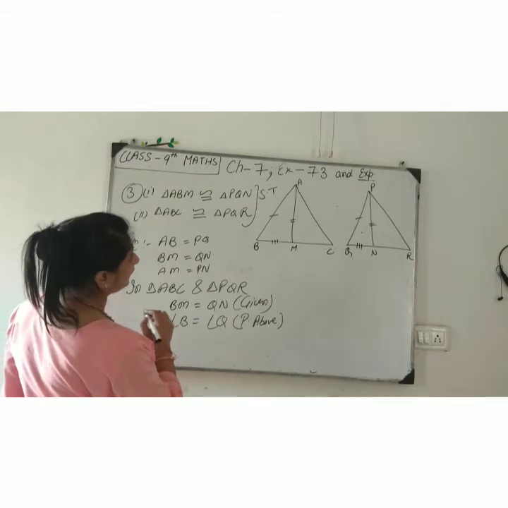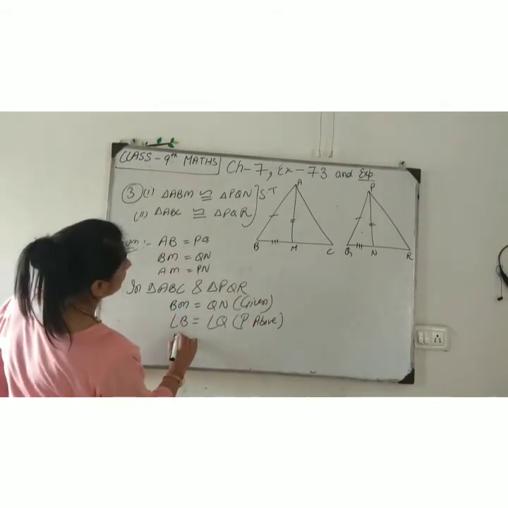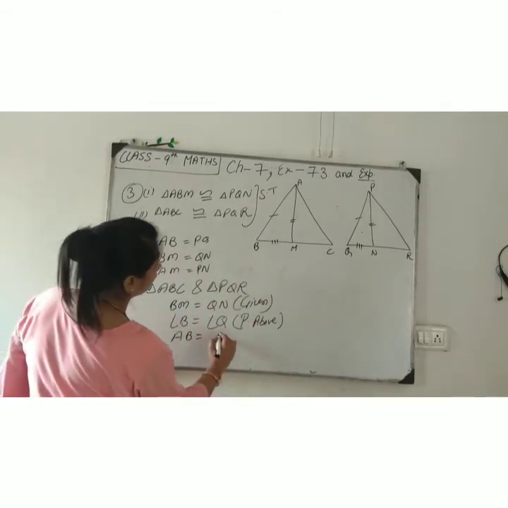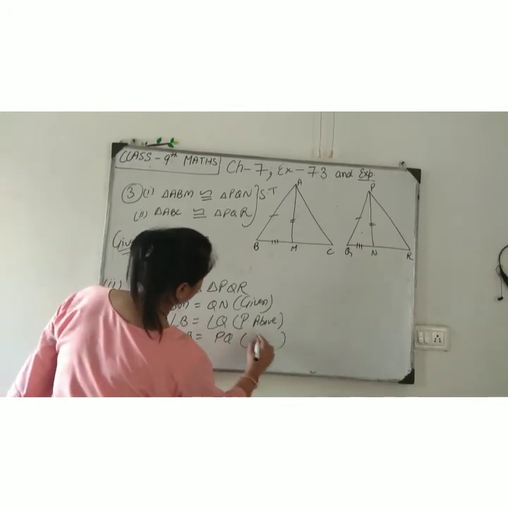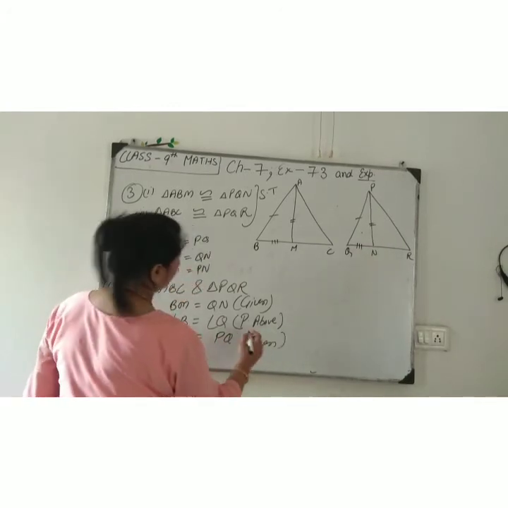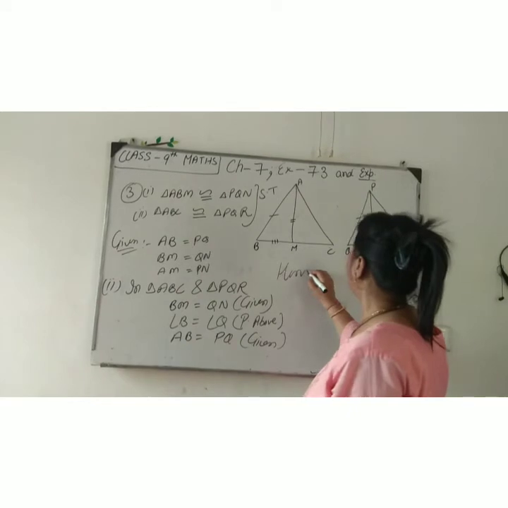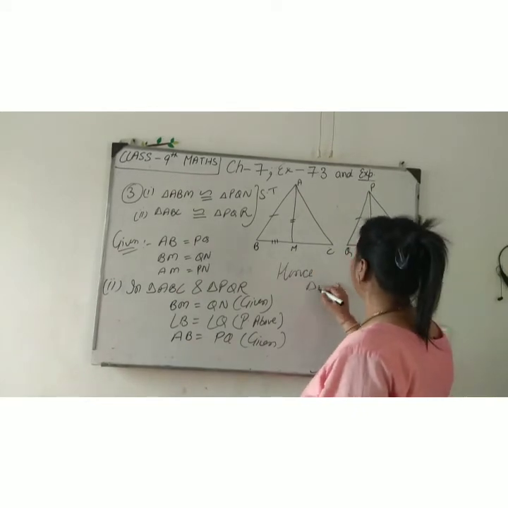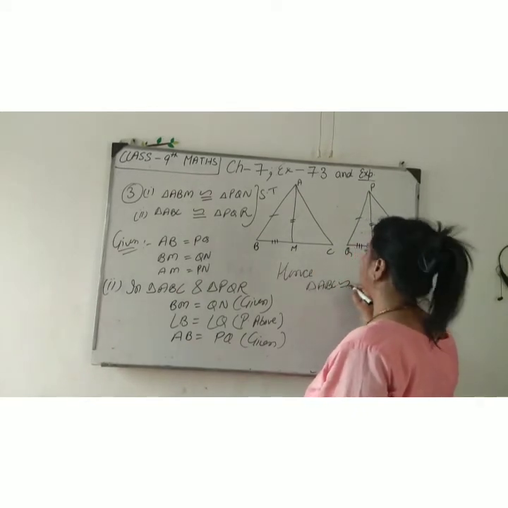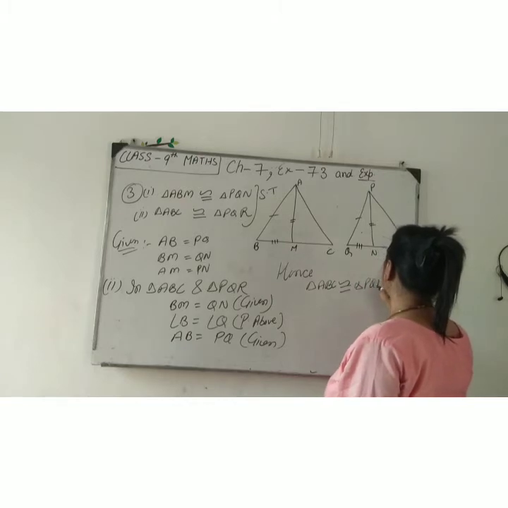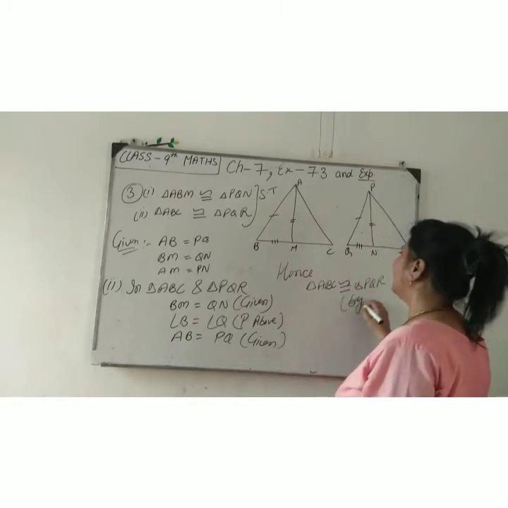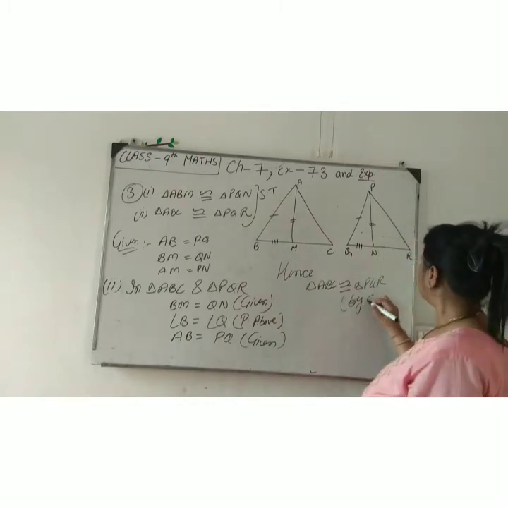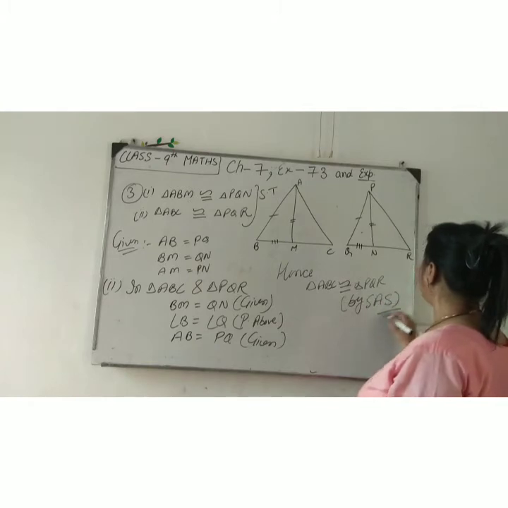And next one, AB equal to PQ. This one is also given. So what do you write here? Hence, triangle ABC congruent to triangle PQR by side angle side. Hence proved.